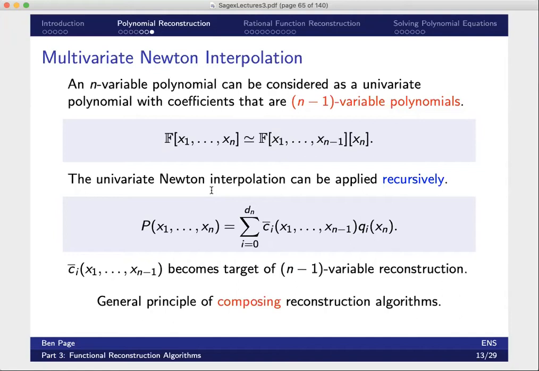Okay, so this brings me to the end of discussing polynomial reconstruction. I'm now going to move on to rational functions. Are there any other questions at this stage? Maybe a quick question. So go ahead, please.